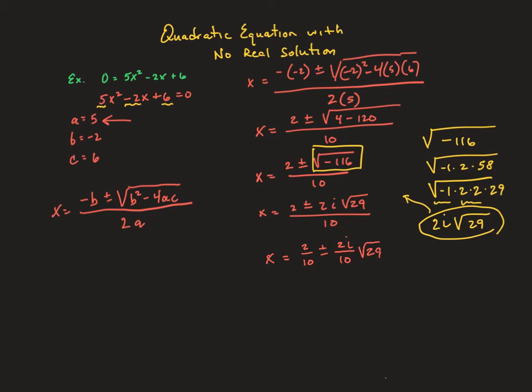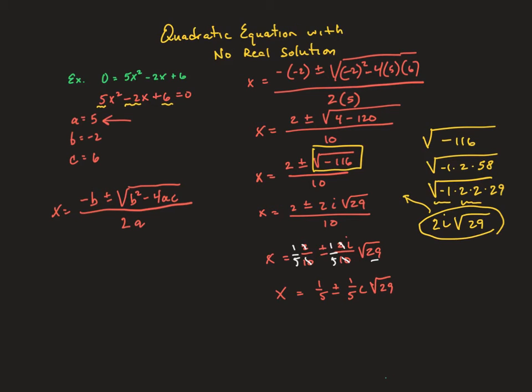So I have that common denominator, and this is going to simplify down to 1/5, and then this can't be simplified anymore. So that becomes x equals 1/5 plus or minus 1/5 i square root of 29, something very cumbersome like that.